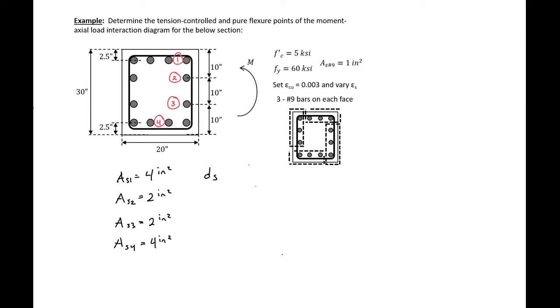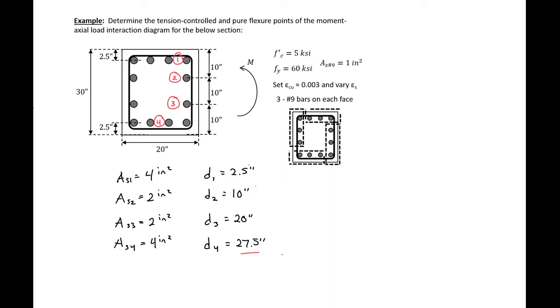We can also then find our Ds. So our d1, 2.5 inches from the top, our d2, 10 inches from the top, our d3, 20 inches from the top, and our d4, 27.5 inches from the top. 30 minus 2.5 is 27.5.